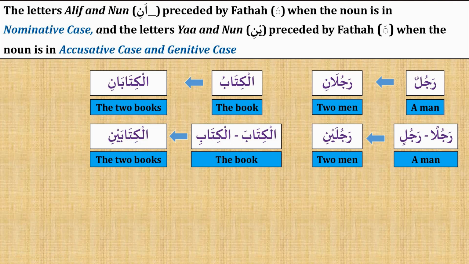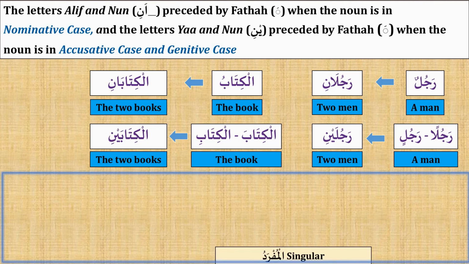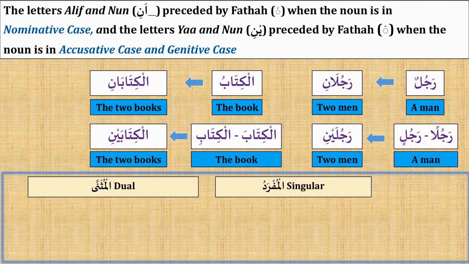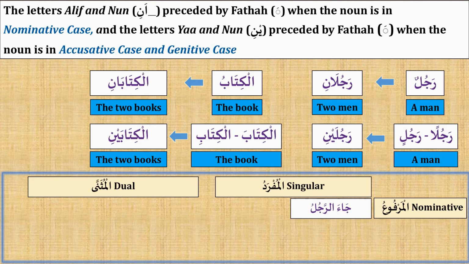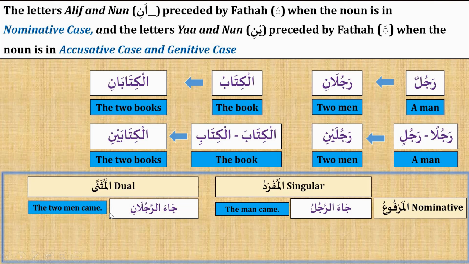Now let's learn how to use them in a sentence. Al-mufrad singular and al-muthanna dual. The first case is marfu', nominative case. Example, jaa ar-rajulu, the man came. It ends with damma. In nominative case, the man came. And al-muthanna dual, jaa ar-rajulani, the two men came. It ends with alif and noon. In nominative case, it ends with alif and noon.